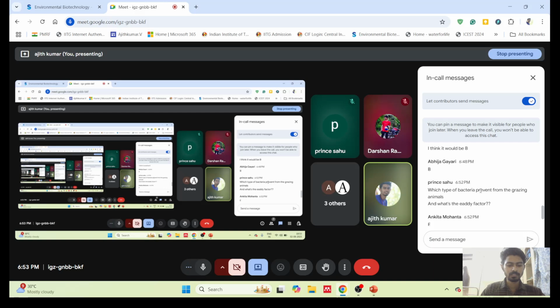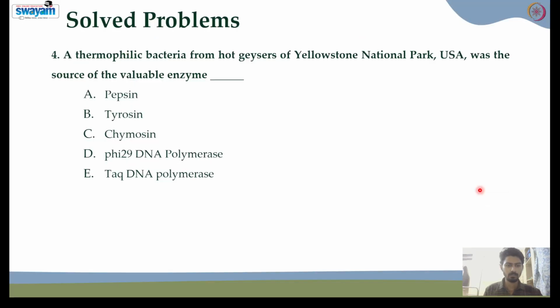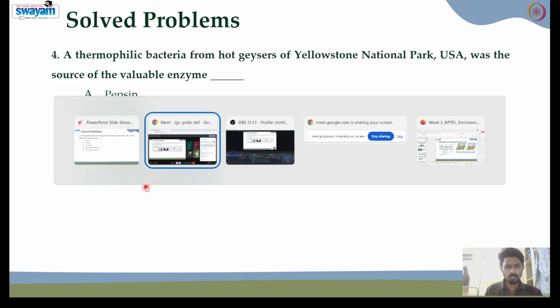So, what is the answer? Option E, Taq DNA polymerase.